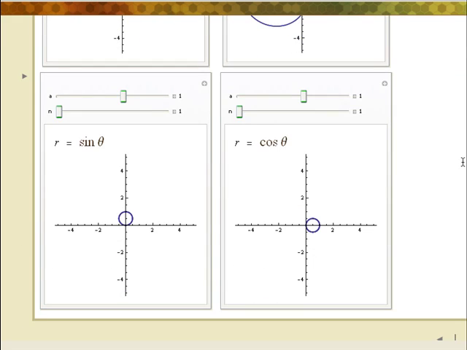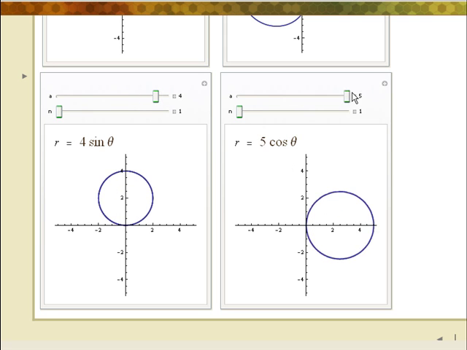Alright, let's move to this next type. So these are going to be the rose curves. Right now I have r equals sine theta, r equals cosine theta. If we make that A value out front bigger, notice that makes that circle bigger. Alright, so we're going to have a large circle to look at. So here we have r is 4 sine theta. Here r is 5 cosine theta. Let's make both of those 5.